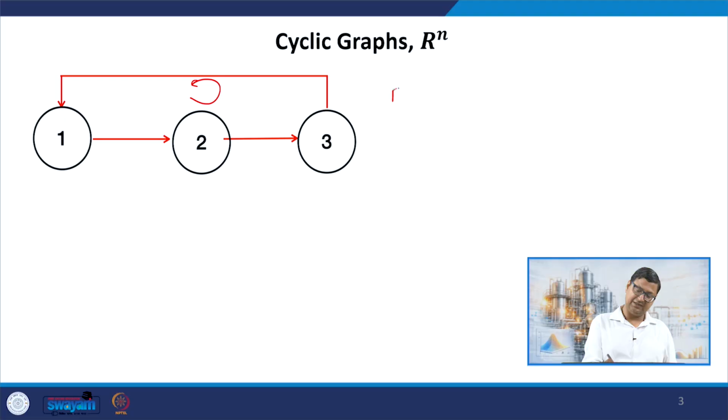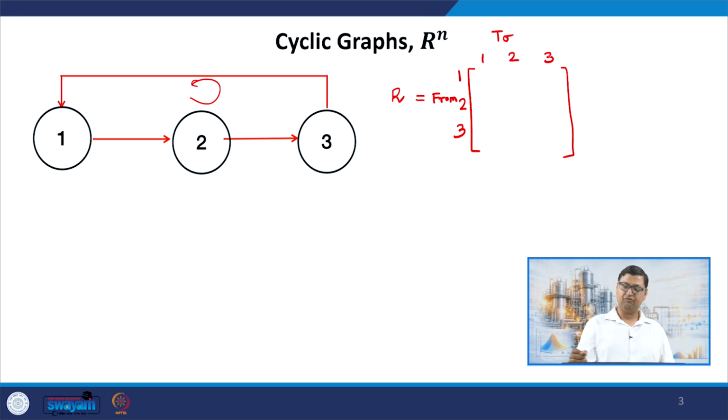So let me quickly write the Boolean matrix for this graph. As I was saying, I can label it. The rows correspond to columns, so I am doing a label. This is not part of the graph, but this really helps us write the Boolean matrix. So from 1, there is a one-step path to 2. So I put a 1 here. And from 2, there is a one-step path to 3. And from 3, there is a one-step path to 1. This is my R matrix.